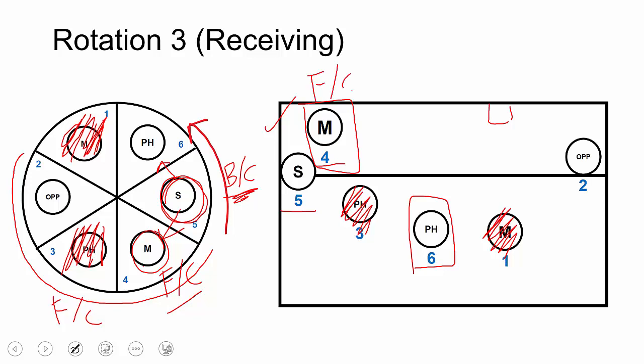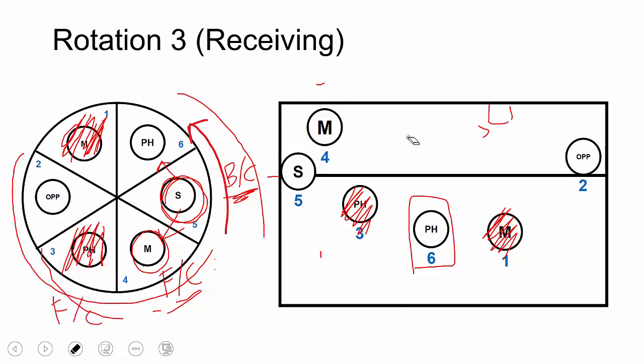This middle's front court, the setter is back court. So even though the setter is to the left of the middle, that doesn't matter. This only applies when they're both in the front court and both in the back court. All right, it's a little bit confusing, but just trust me, this is what we do. Once the serve goes, the setter runs over there.